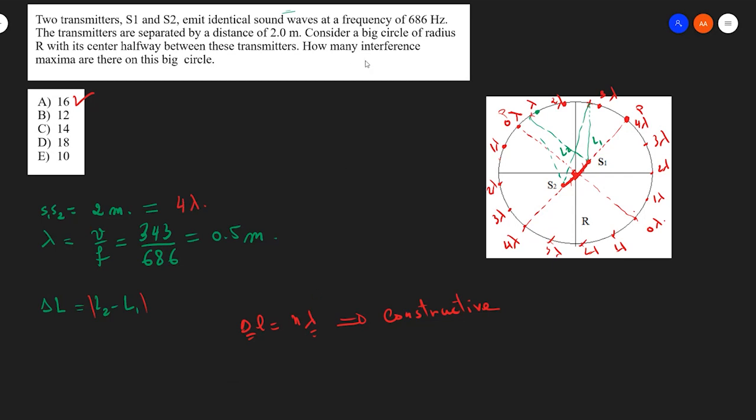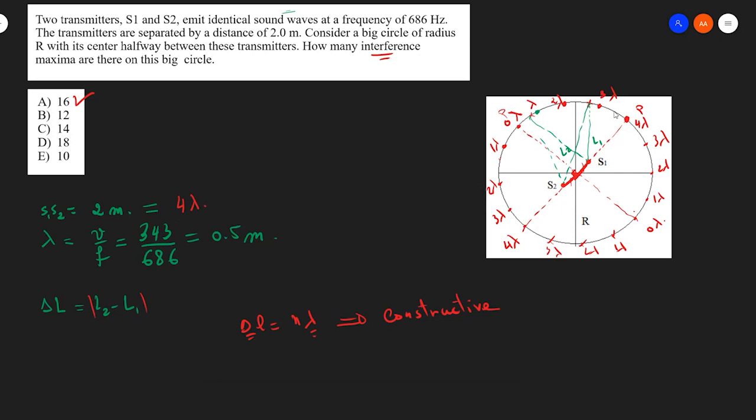Imagine they want to know how many interference minima, not maxima. In that case, I will have 0.5, 1.5, 2.5, and 3.5, and then 4. So I know that when I have a half integer, it will be a minimum. So if they change the question to how many interference minima there are in this big circle, I need to count all these numbers: 0.5, 1.5, 2.5, and 3.5.